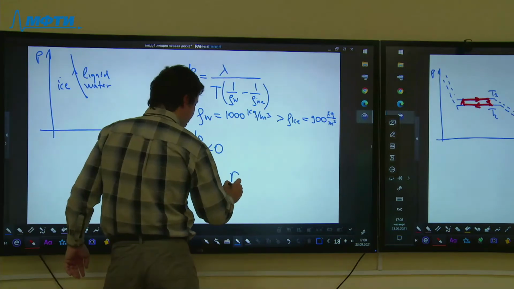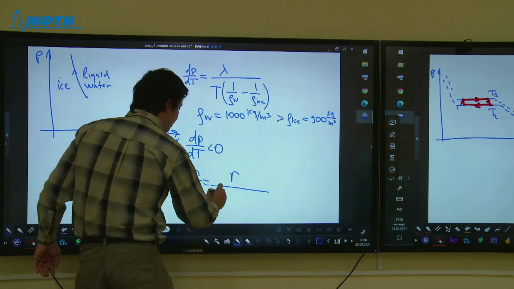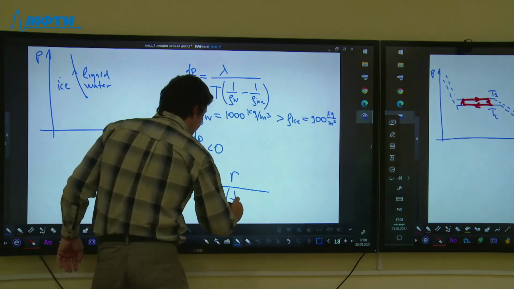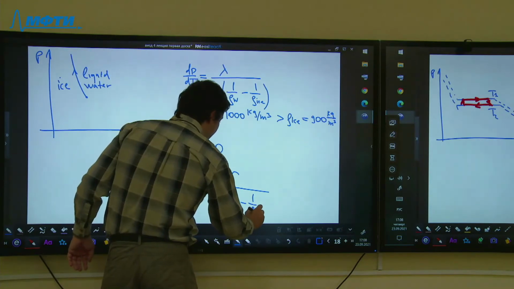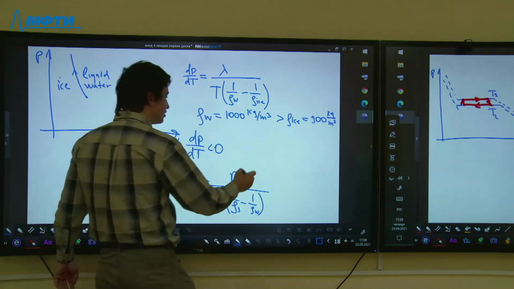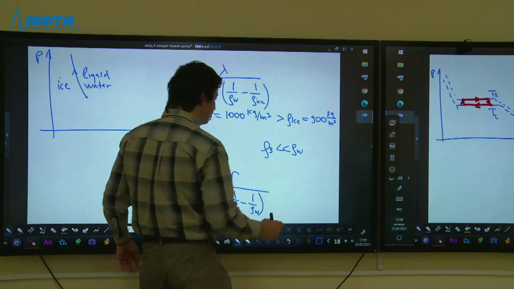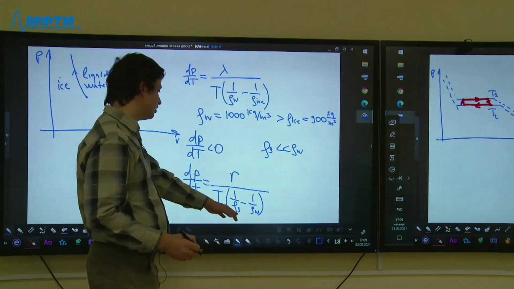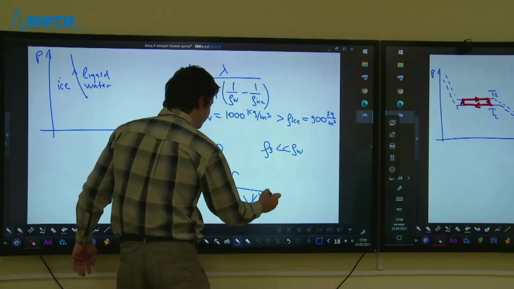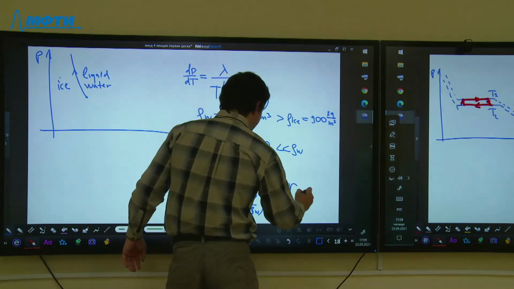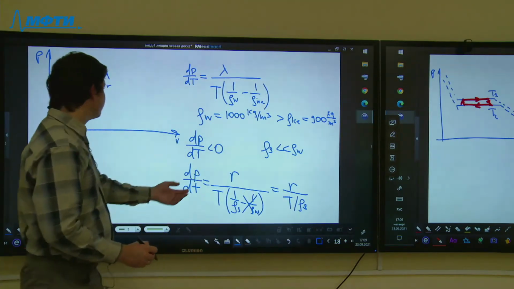okay, let's have a different value of the specific heat of vaporization. That would give me T1 times (1 over density of steam minus 1 over density of water). And of course, the density of steam is much less than the density of water, so all of this is actually determined by the density of steam. So that would give me R over T over density of steam. So that would be positive.